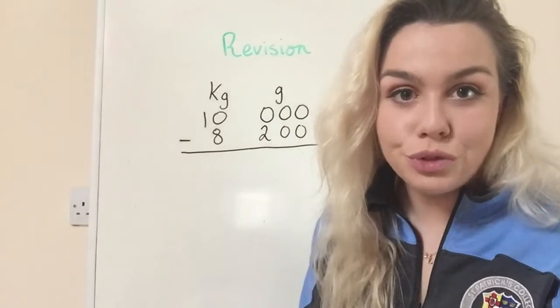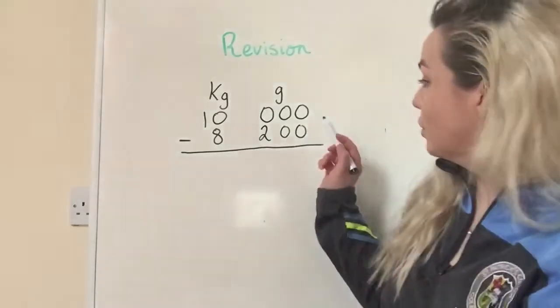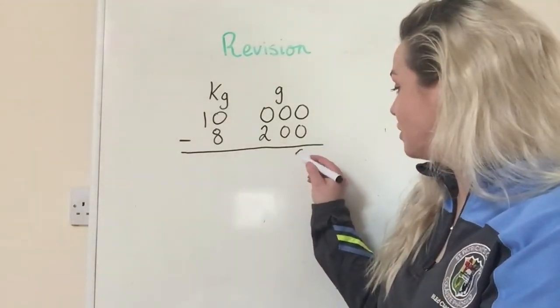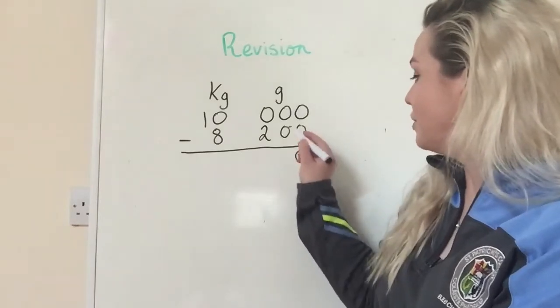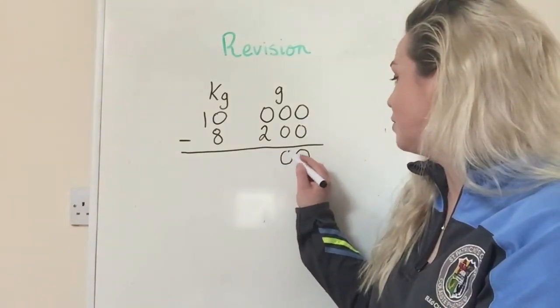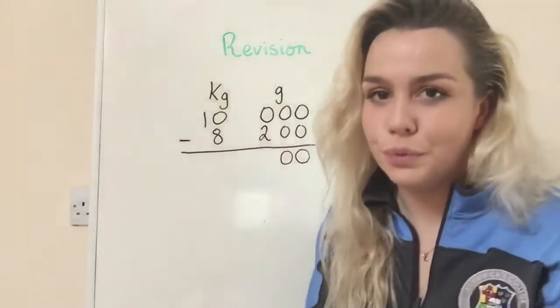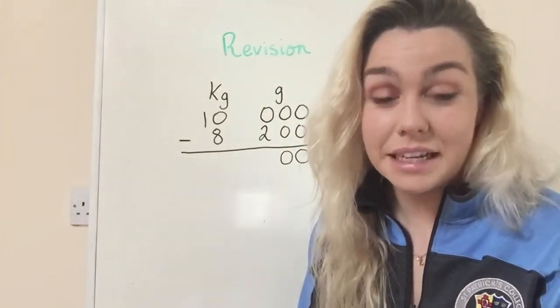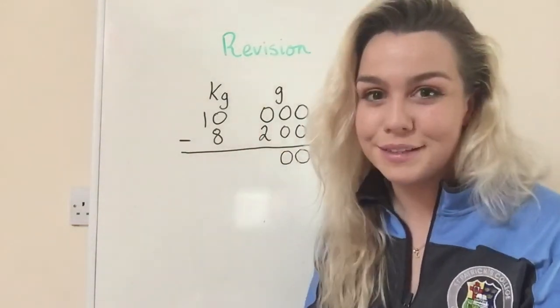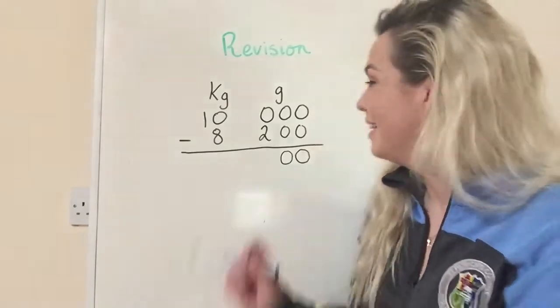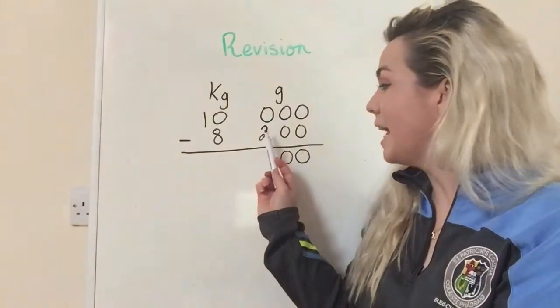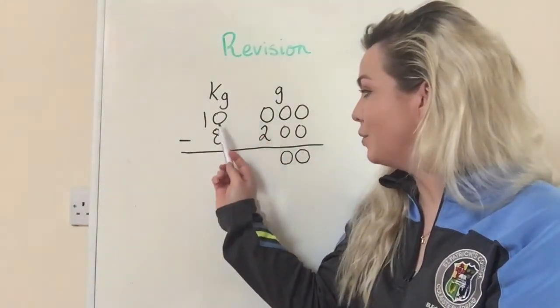Now, we are going to take them away. So 0 take away 0 is just 0. 0 take away 0 is 0. 0 take away 2. Can I do that? And I'm actually glad this has come up because this has caught a couple of people out before. So 0 take away 2, I cannot do. I go next door.